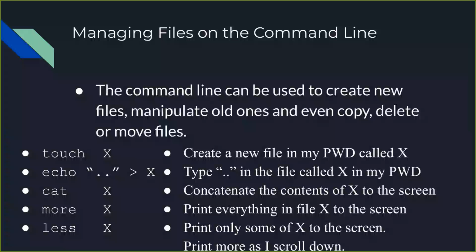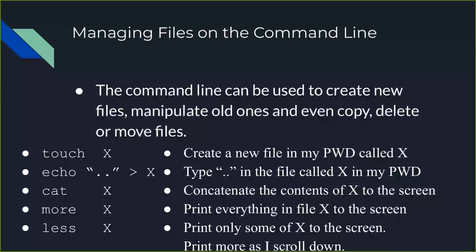If you want to create a new file in your present working directory, then you can use the touch command. If you just type touch X, you will get a new file that is titled X. If I wanted to call it myfile.txt, I could say touch myfile.txt, and it would create a new raw text file called myfile.